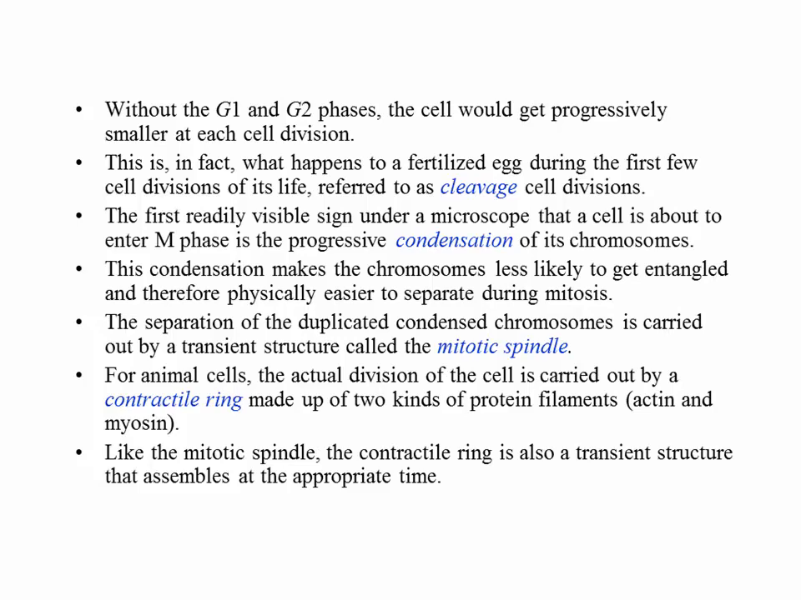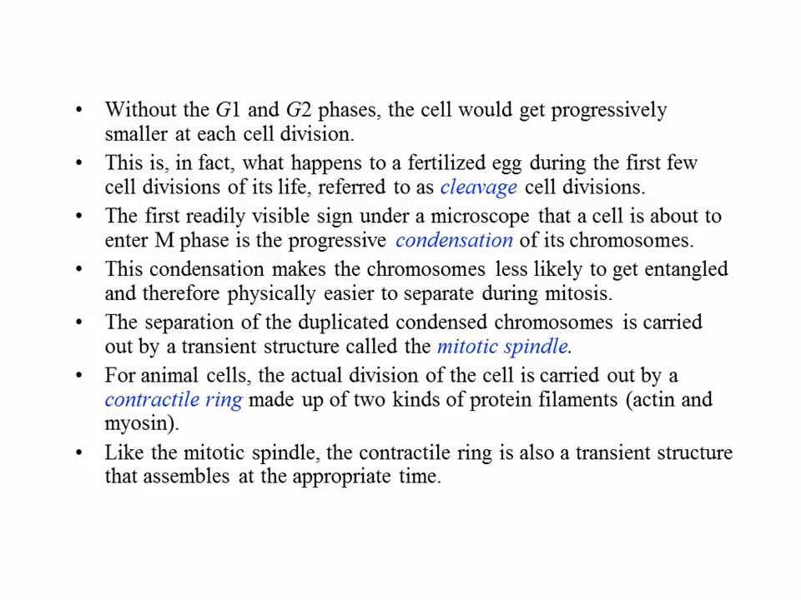Now the first readily visible sign under a microscope that a cell is about to enter M phase is the progressive condensation of its chromosomes. That's how chromosomes were identified in the 1800s, using a microscope. When the cell was about to divide, they could see the chromosomes, because they had condensed. This condensation makes the chromosomes less likely to get entangled and therefore physically easier to separate during mitosis.